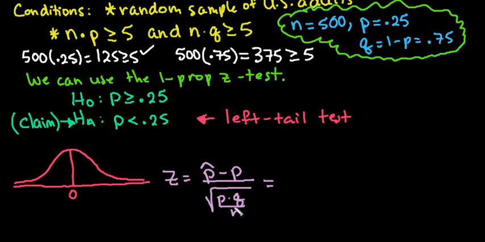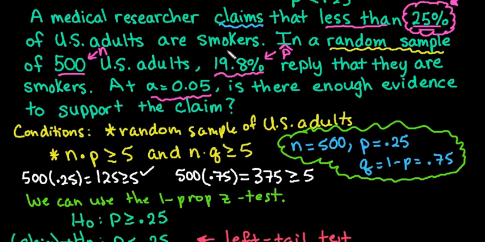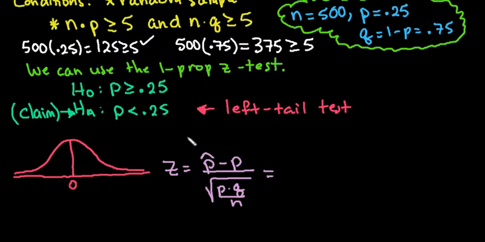So the p and the q always come from the null and the alternative or the claim. We needed those for the conditions, so we'd already written them down. So let's go back up into the problem and find the p hat, which we had already identified as 19.8%, and we always put this as a decimal. So I'm going to go ahead and write that down, p hat is 0.198.